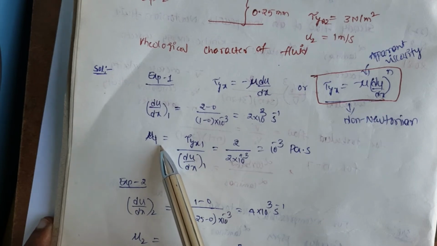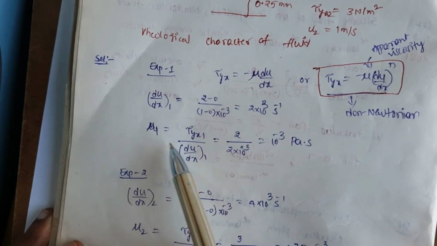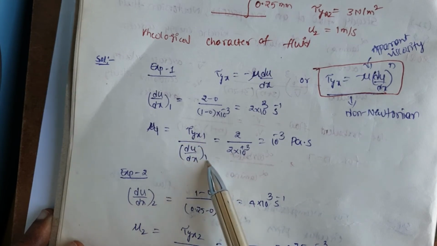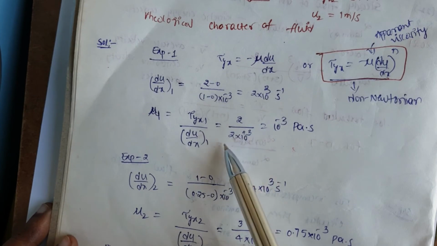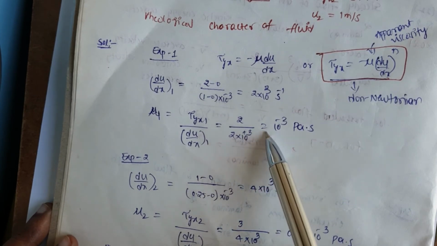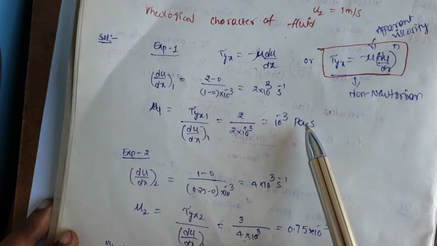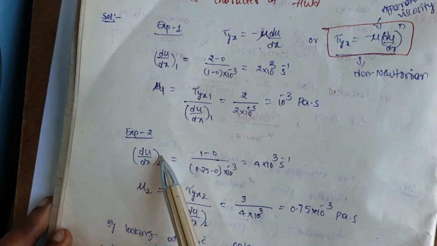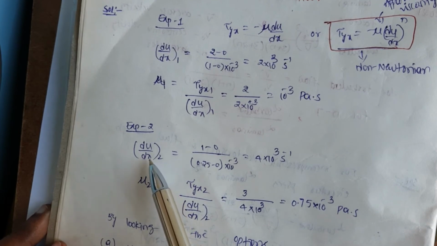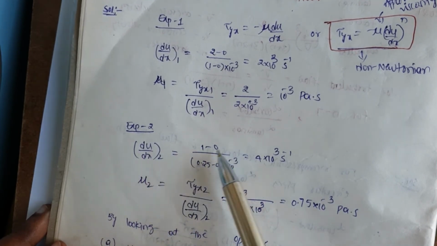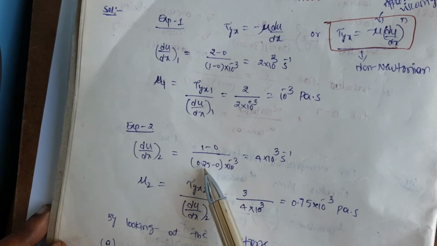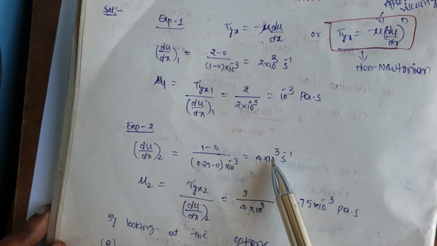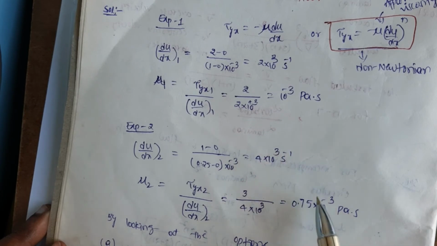From this, viscosity 1 in experiment 1 equals tau yx1 divided by du by dx 1, that equals 2 by 2 into 10 to the power of 3, which equals 10 to the power of minus 3 Pascal second. That is the viscosity in experiment 1. Now in experiment 2, first we will calculate the shear rate du by dx: (1 minus 0) divided by (0.25 minus 0) into 10 to the power of minus 3 equals 4 into 10 to the power of 3 second inverse.